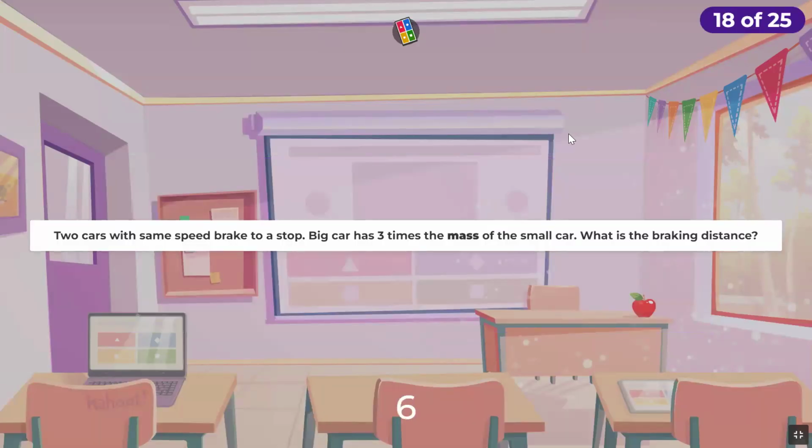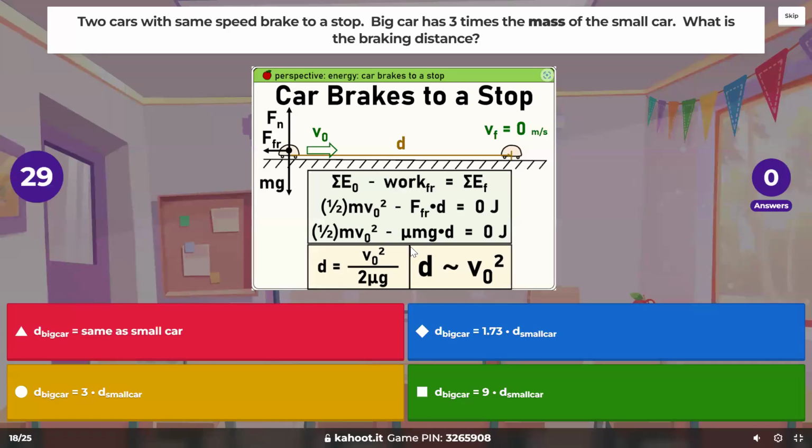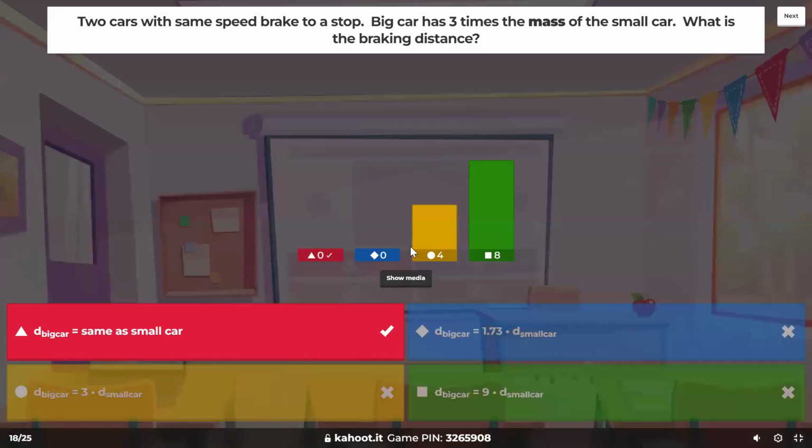Next question. Two cars, same speed. One car has 3 times the mass of the other car. What's the braking distance? Same distance, same braking distance.